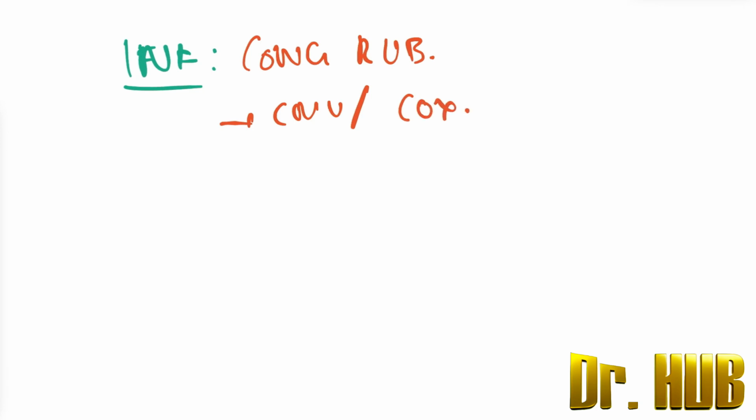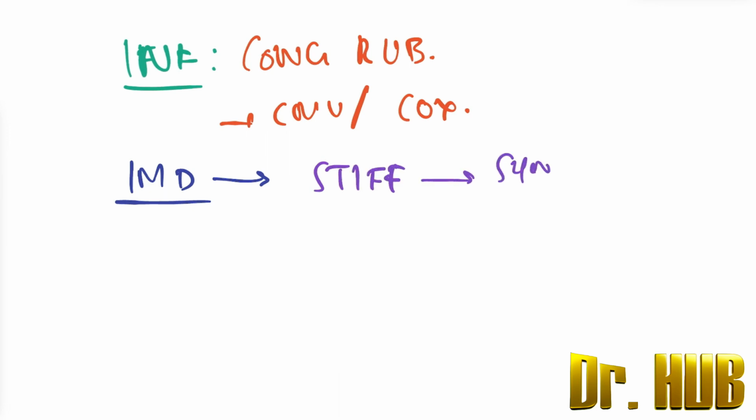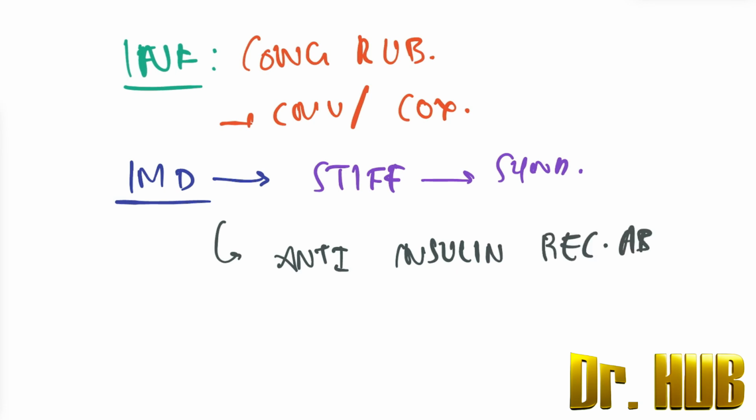Now, what are the uncommon forms of immune-mediated diabetes? Uncommon forms include stiff person syndrome, as well as anti-insulin receptor antibodies.